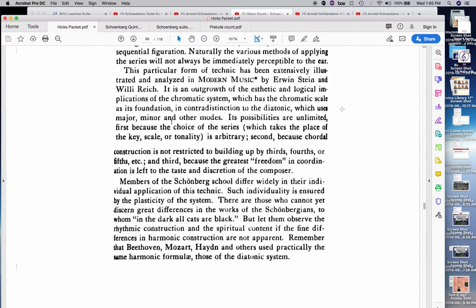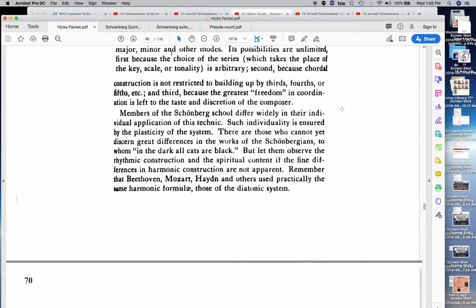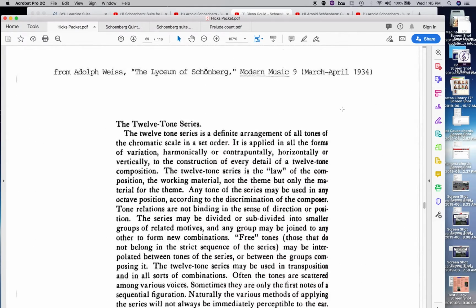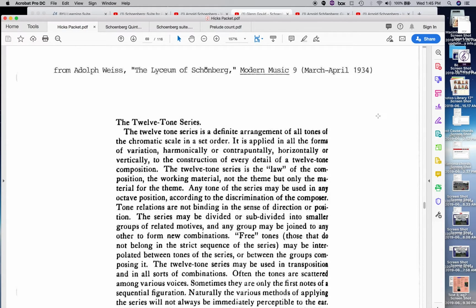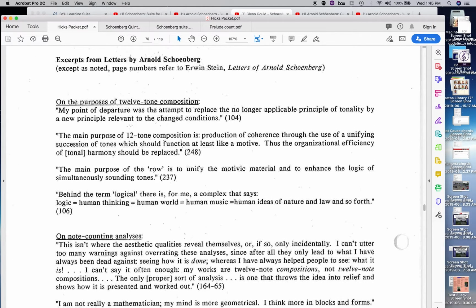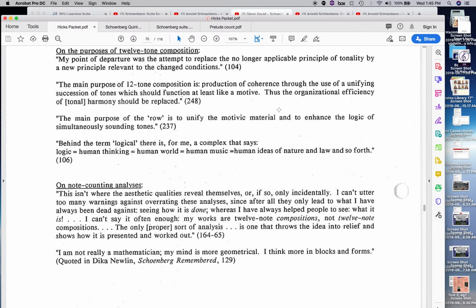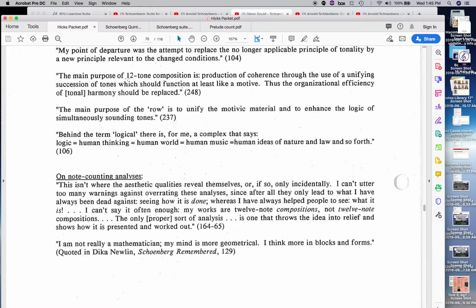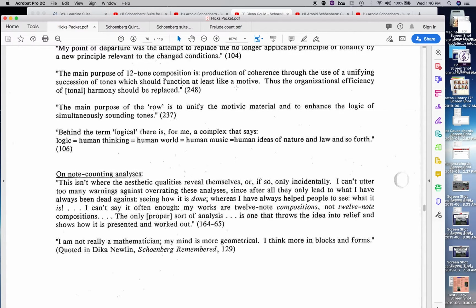Okay, here we go. I'm sorry, this is actually by Adolf Weiss, who was, I believe, a student of Schoenberg's. And here are some little quotes. These are good. Here, the main purpose of the 12-tone composition is production of coherence. He called that comprehensibility before, through the use of a unifying succession of tones, which have functioned at least like a motive. Thus, the organizational efficiency of tonal harmony should be replaced.